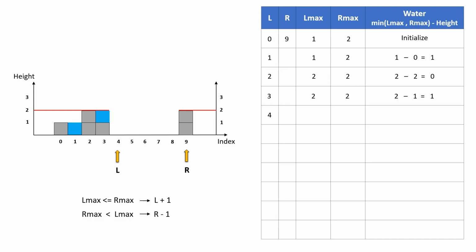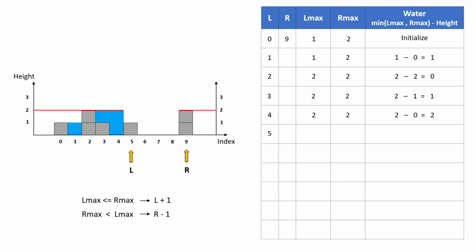Now going to index 4. At index 4, we have Lmax equal to 2 and Rmax equal to 2. There is no block present. What is the water that can be trapped? That would be my deciding boundary, 2, minus the height of the block, which is 0. 2 minus 0 equals 2. So we can trap 2 units of water at the fourth index. Now still my Lmax is equal to Rmax, so we will still increment the left pointer.